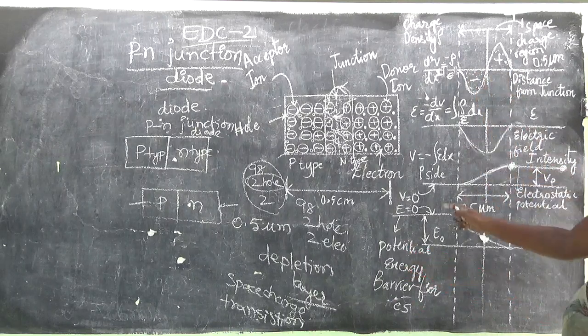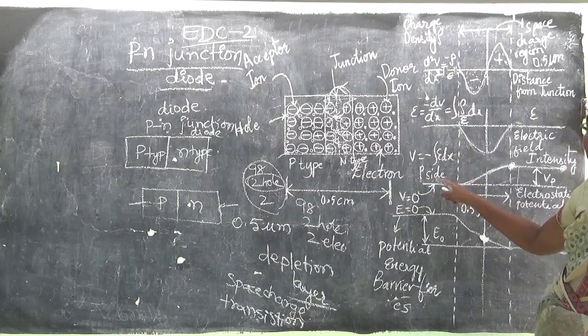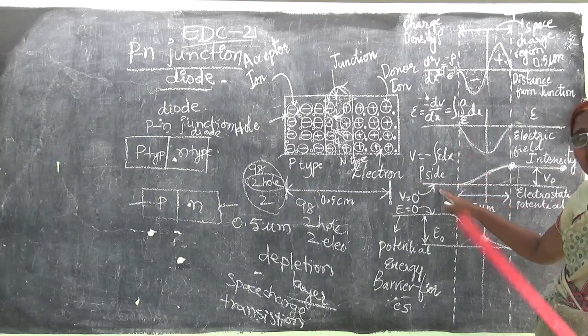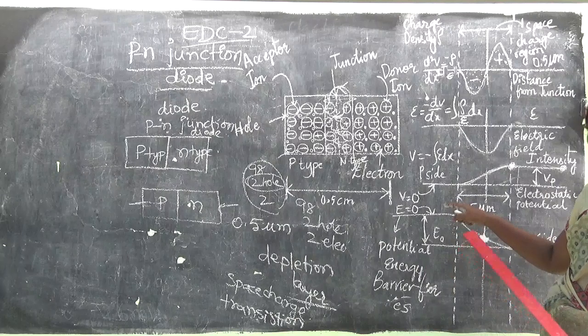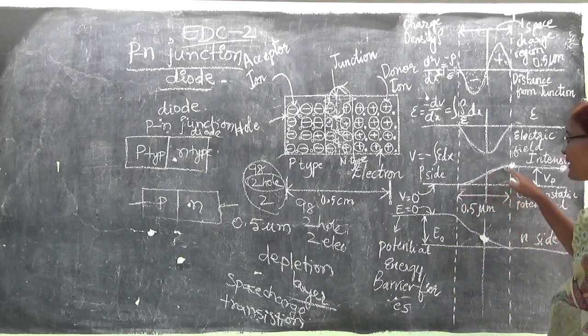Climbing hill. So when any other hole is coming from the P side, it cannot climb this.